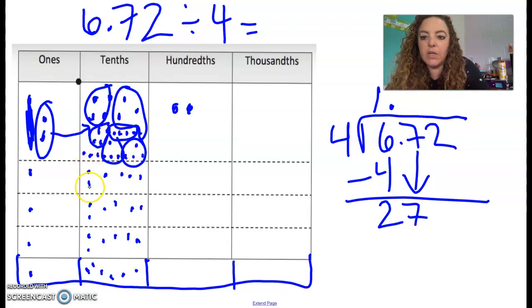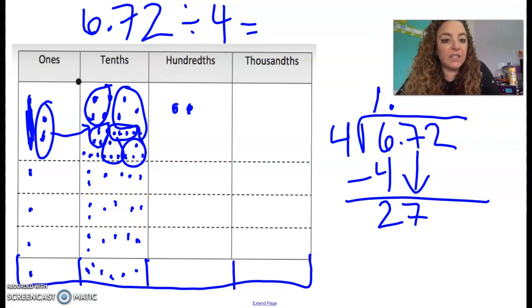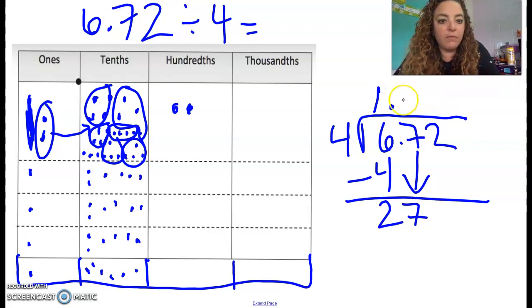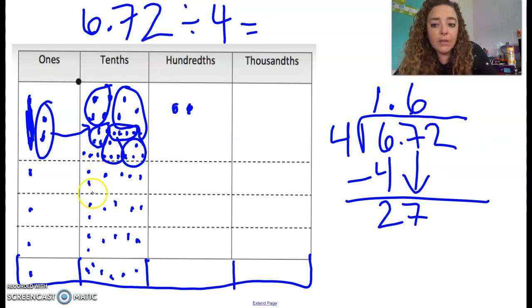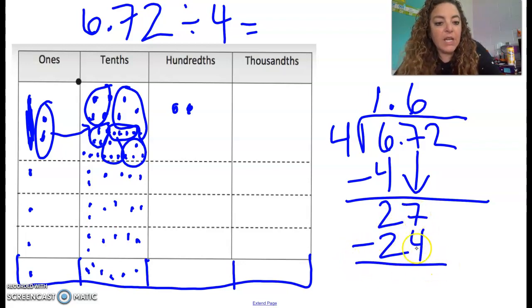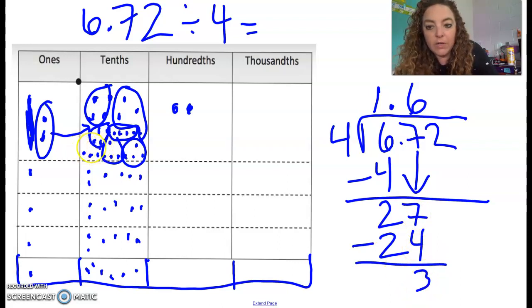So how many dots are here? 1, 2, 3, 4, 5, 6. Should be the same in all of them, so that 6 is going to go up here. Oops, I was moving my face instead of writing. That 6 is going to go right here. Okay, and that means that I have used up 6 dots here, 6 dots here, 6 dots here, 6 dots here. That's 24 dots. So 24 dots, and I'm going to subtract, and I get left over 3. And magically, what do you know? I have 3 over here.